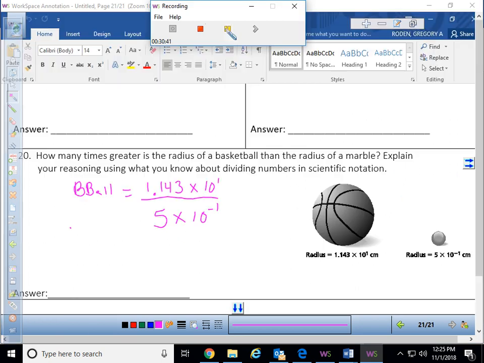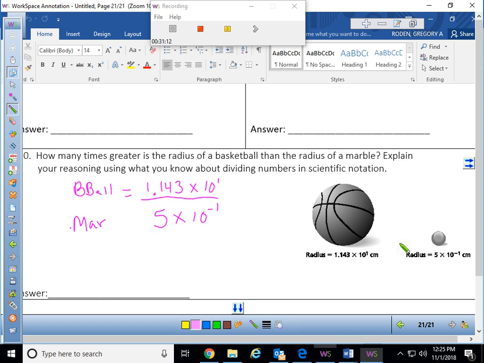Okay, so this last one, we want to see how many times greater this basketball is than this marble. So we know the radius of the b-ball, the basketball, is 1.143 times 10 to the first, and we know the marble is 5 times 10 to the negative first. So we're going to divide. We're going to see how many more times. We can do that by dividing. That's why they said use your knowledge about dividing. All right, so we can do that.